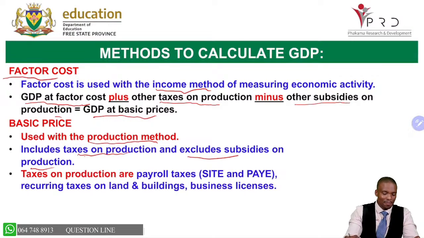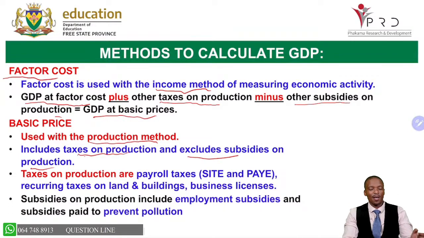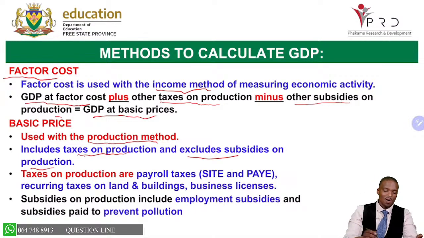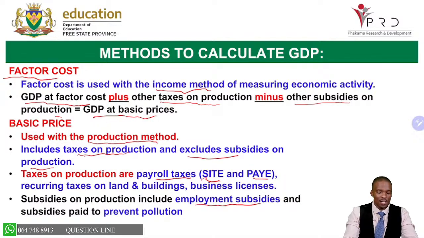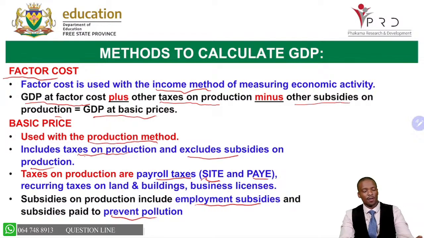We add the taxes on production, we minus the subsidies on production, and these are part of the examples that we've mentioned. Then that will give us the GDP at market prices. We have mentioned taxes on production, such as payroll taxes or SITE or PAYE. Also subsidies on production include employment subsidies or subsidies that are paid to prevent what? Pollution on the other side.